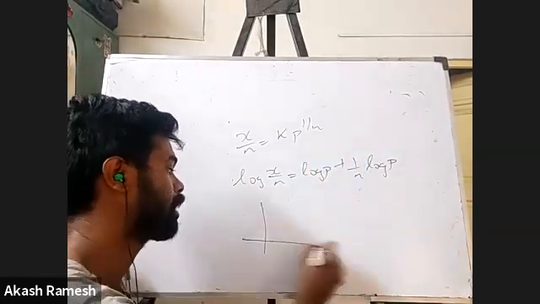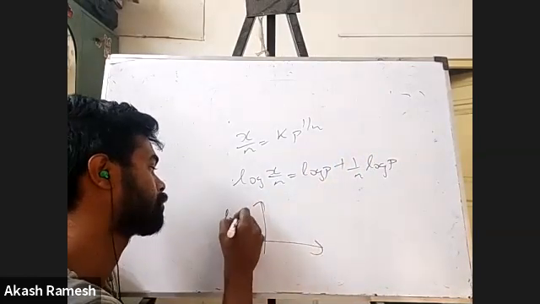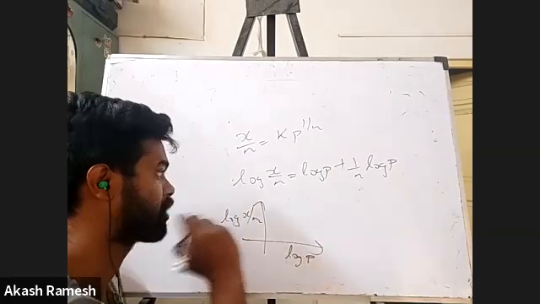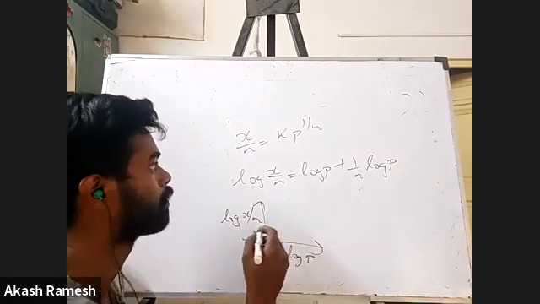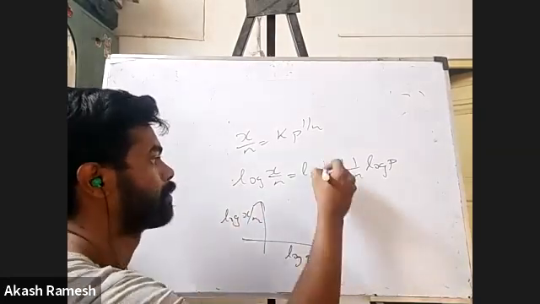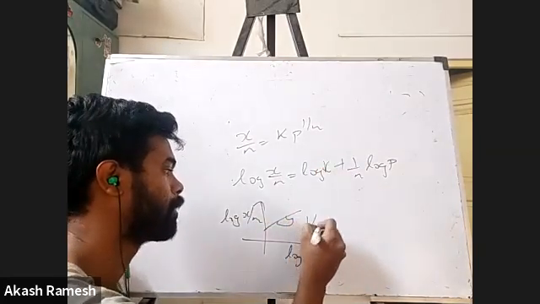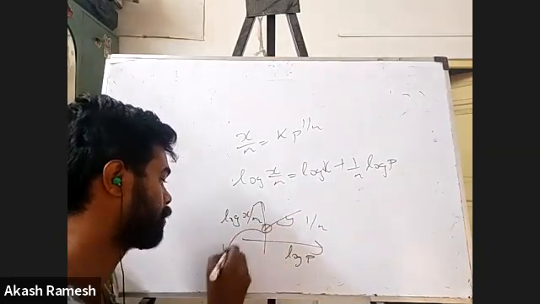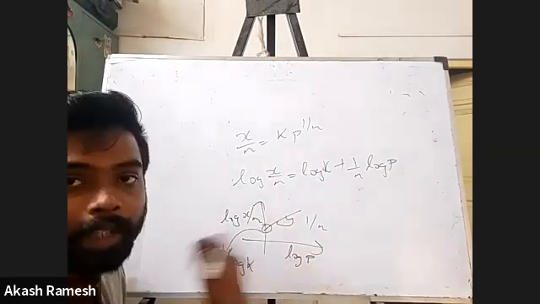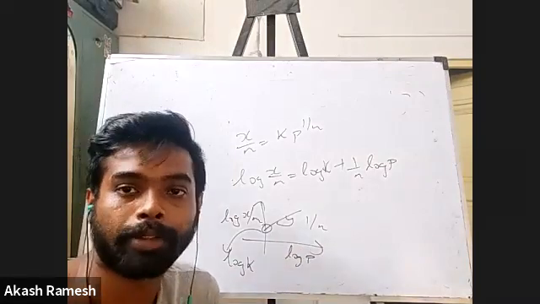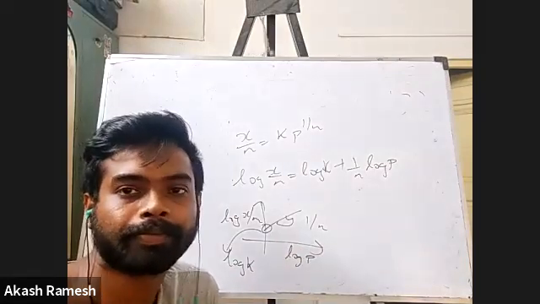So if I draw a graph between log of x by m and log p, you are going to get a straight line, and the slope of this would be 1 by n, and the intercept would be log k. So again, this kind of problem can come. They'll give you the values and then they'll ask you to find out. That's it.